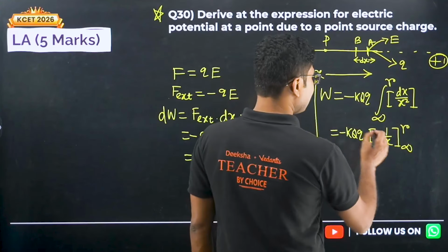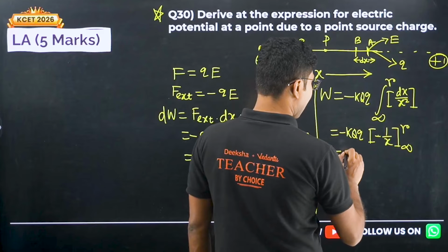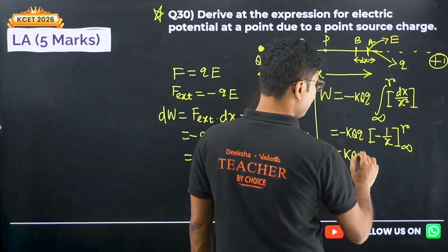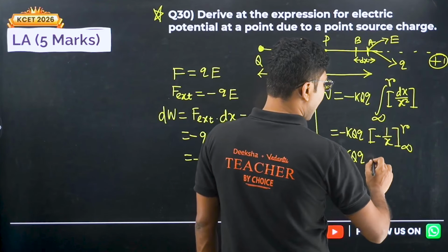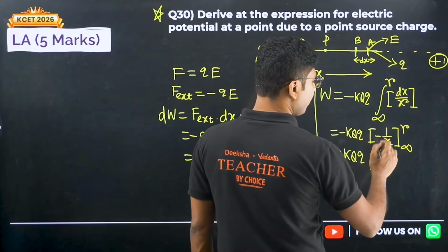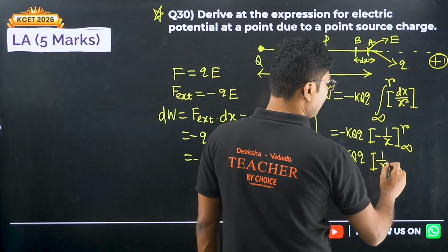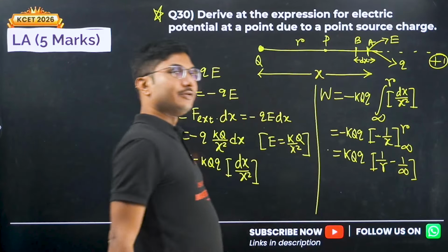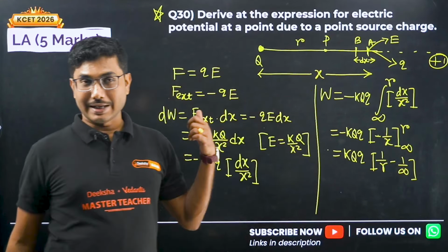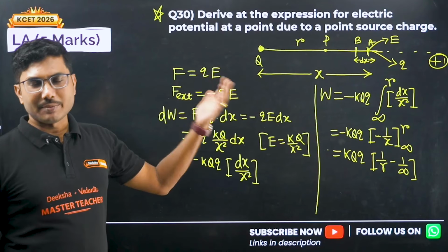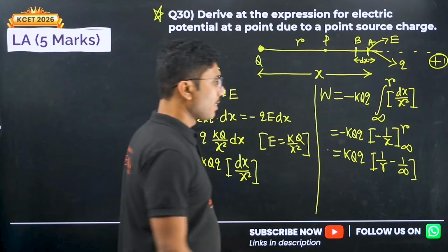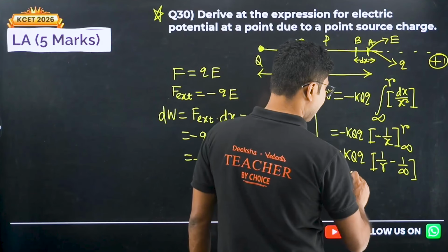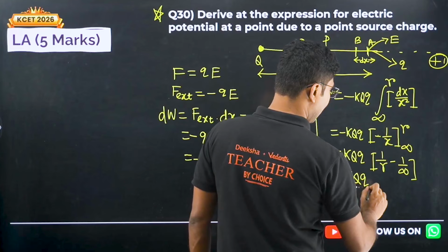So minus and minus cancel each other. So we get K capital Q small q, and we put the value: 1 upon r minus 1 upon infinity. Now 1 upon infinity is 0, because something divided by infinity is 0. So we get this as K Q q by r.